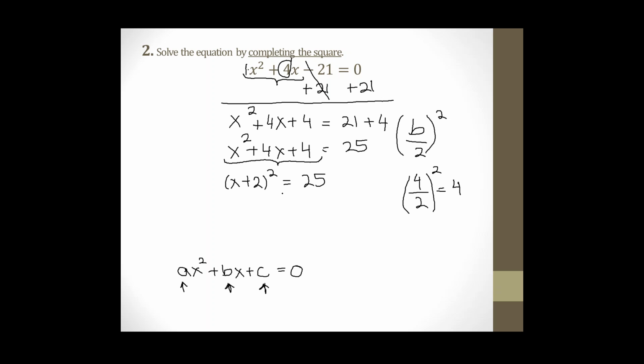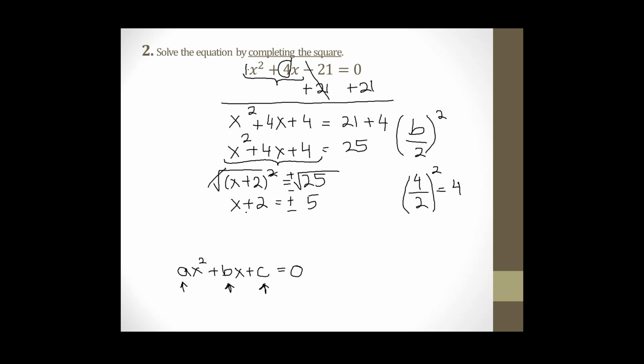Now I'm ready to apply the square root method. I could square root this side, and I also have to square root that side, which gives me a positive and a negative answer. And on this side, my square and my square root cancel out, and I'm left with x plus 2. And on this side, I'm still going to have my positive and my negative, and the square root of 25 is 5.